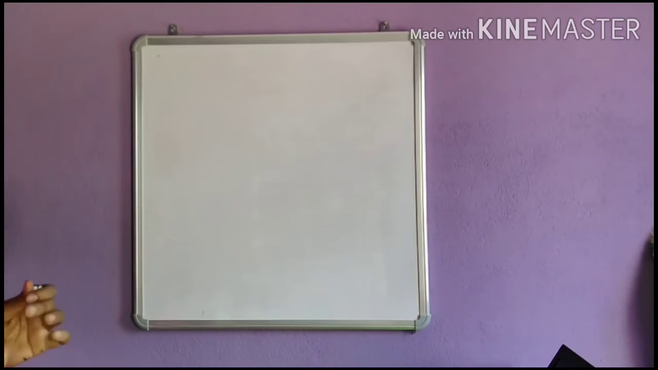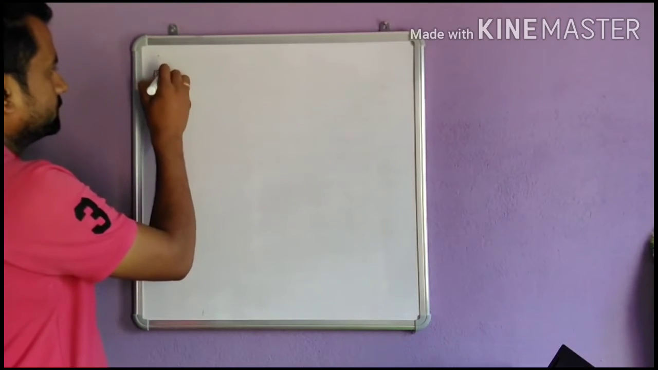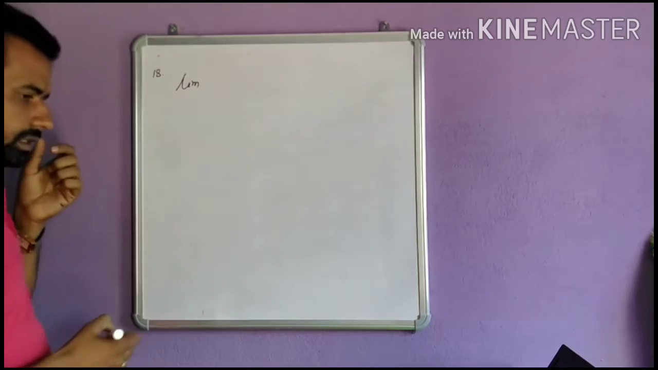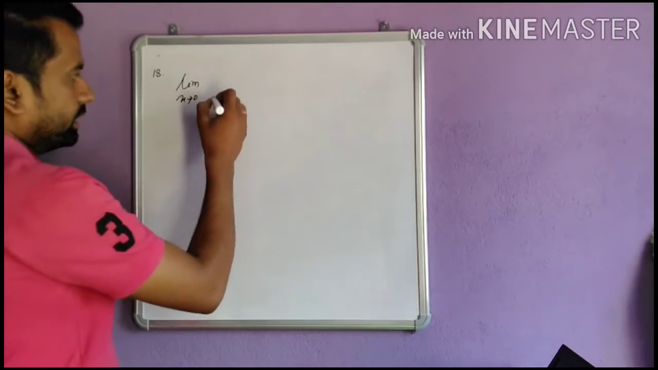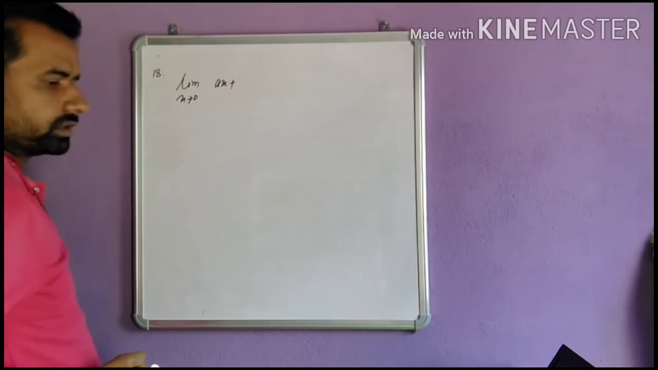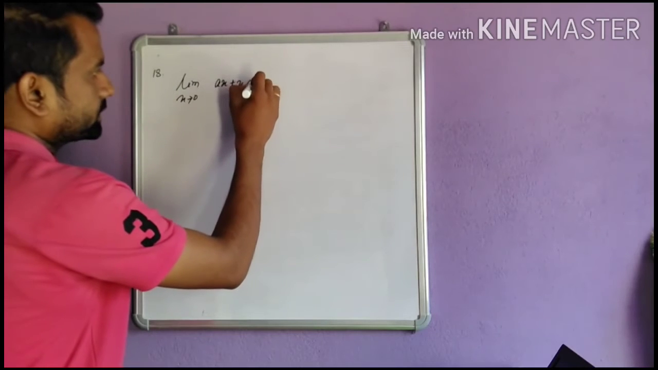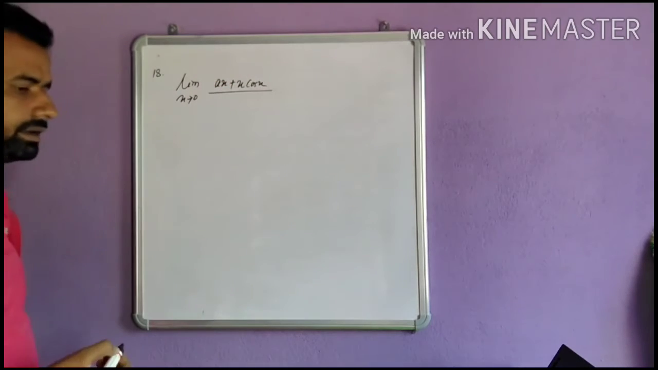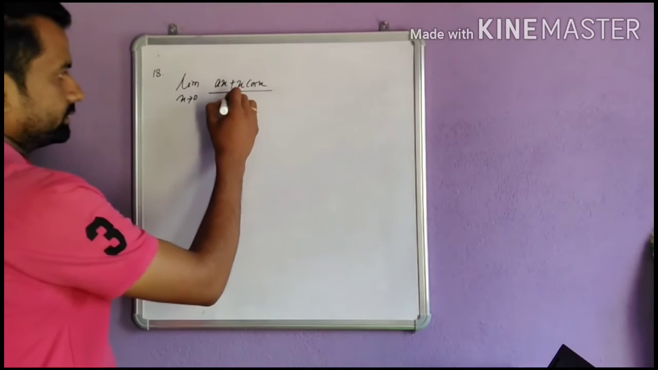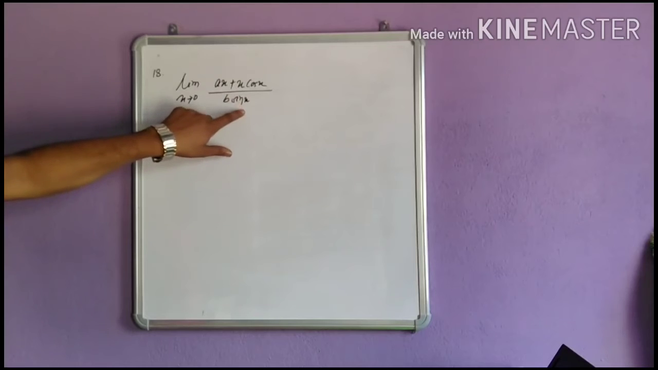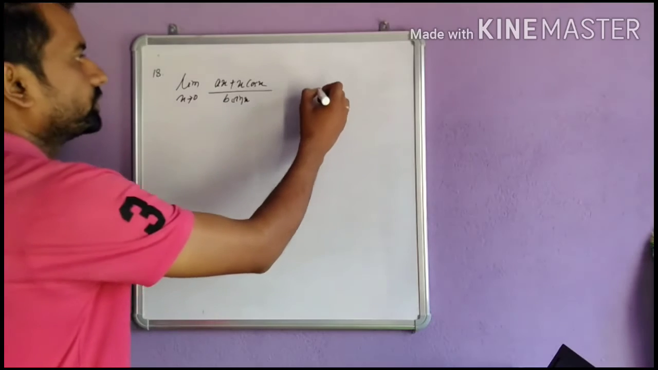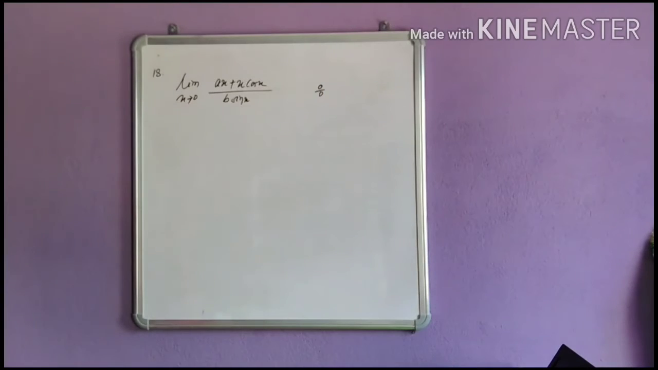Next question, question number 18. Find the limit as x tends to 0 of ax plus ax cos x divided by b sin x. If you put 0 in place of x, that is 0 plus 0, also 0. This is also 0 by 0 form, so it needs converting.